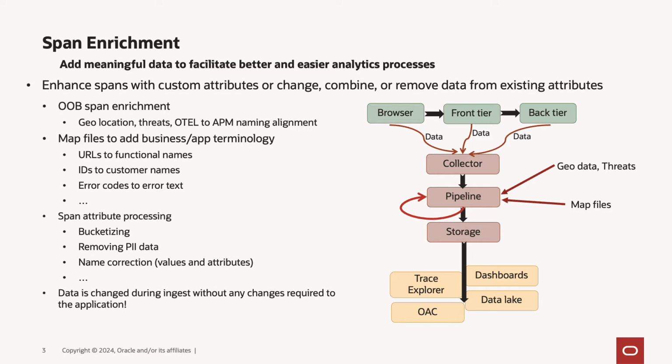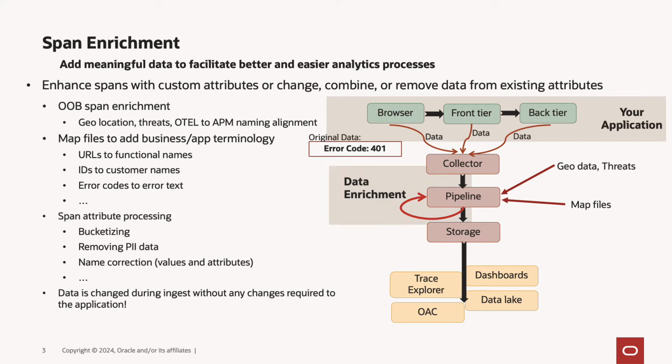Please look at the diagram on the screen. Your application runs on the top. The data is collected from various application components, such as browsers and servers, and goes into the pipeline. However, the data may not be formatted in a way that is directly useful for your data analysis. For example, error code 401 may not be intuitive for many users. Now with the span enrichment, we can take this data and add it back to the pipeline as custom attributes.